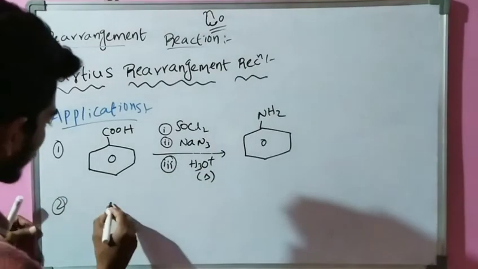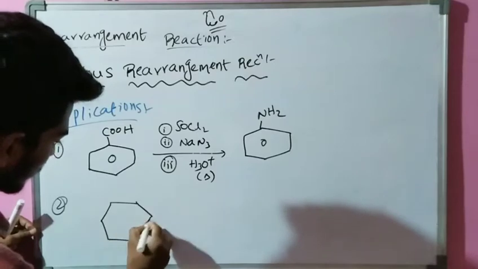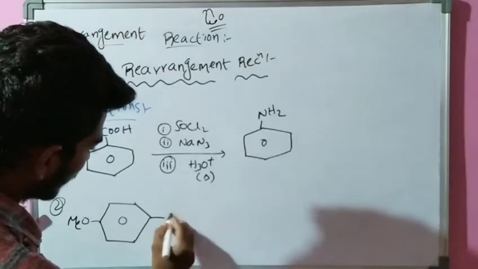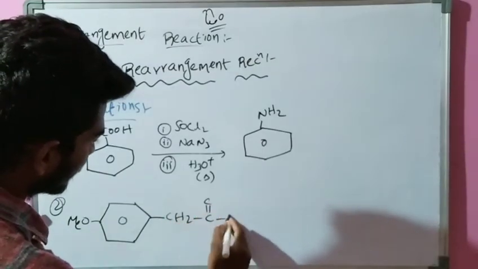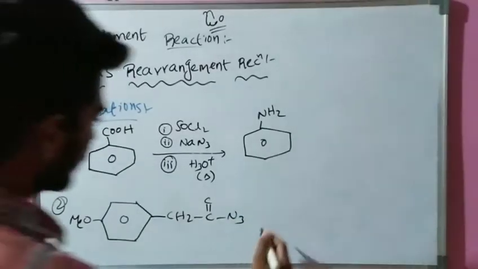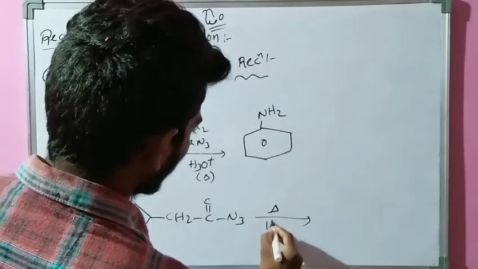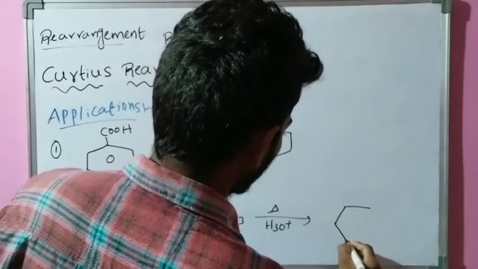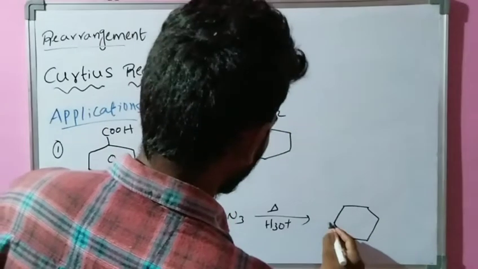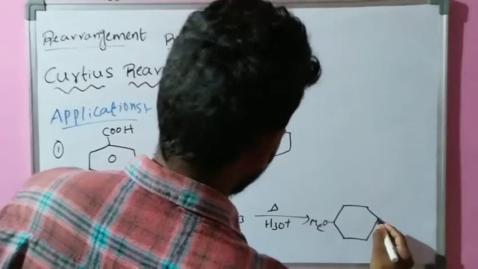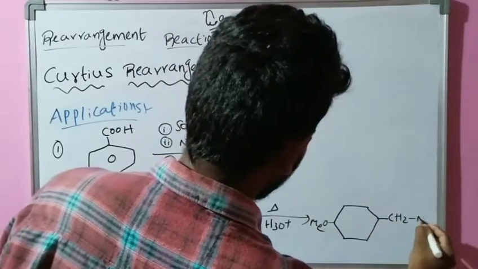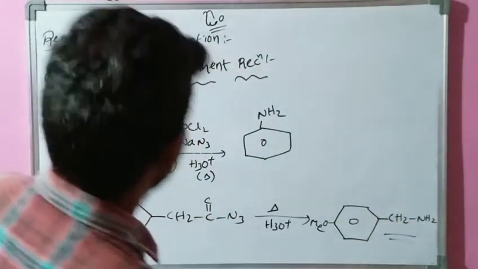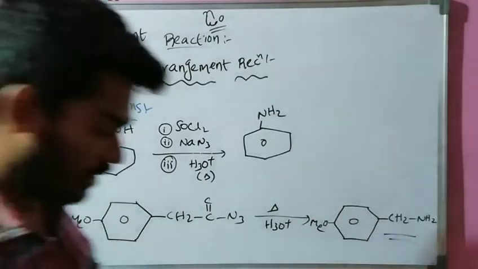Now coming to the second application. Here we have a substituted acyl azide, which undergoes a thermal condition, and the acyl azide is converted into an amine. This is the amine group. The acyl azide group is converted to the amine group. This is the second application of the Curtius rearrangement reaction.